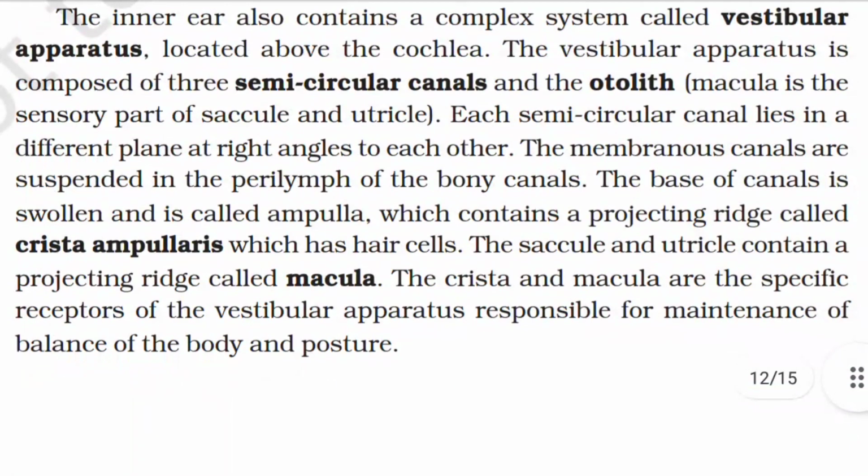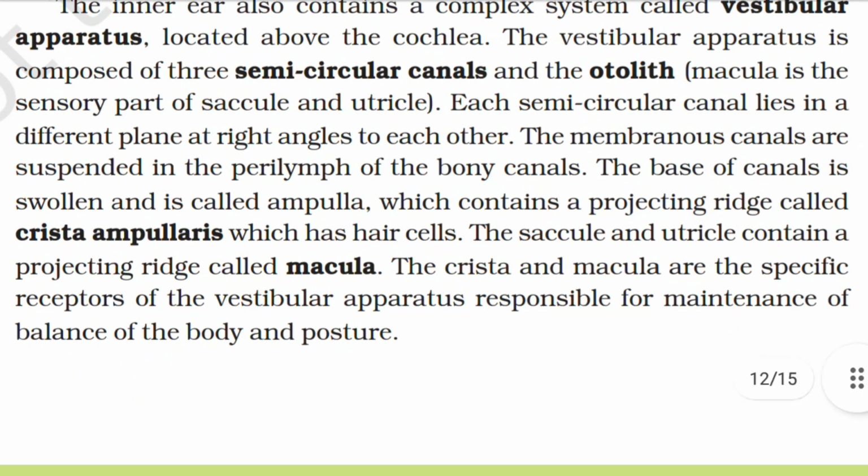The inner ear also contains a complex system called vestibular apparatus located above the cochlea. The vestibular apparatus is composed of three semicircular canals and the otoliths. Macula is the sensory part of saccule and utricle. Each semicircular canal lies in a different plane at right angles to each other. The membranous canals are suspended in the perilymph of the bony canals.